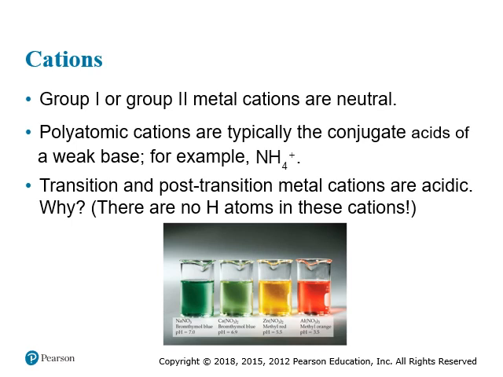Polyatomic cations tend to be the conjugate acids of a weak base. We take into consideration the ammonium cation. Well, the ammonium cation is the conjugate acid for ammonia. It has taken on the H plus from ammonia.